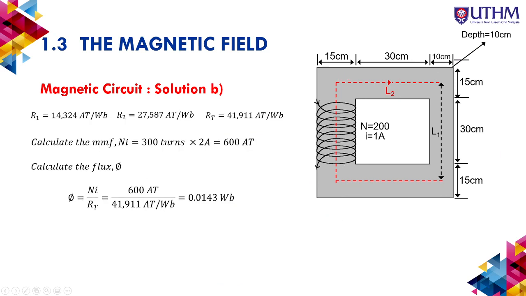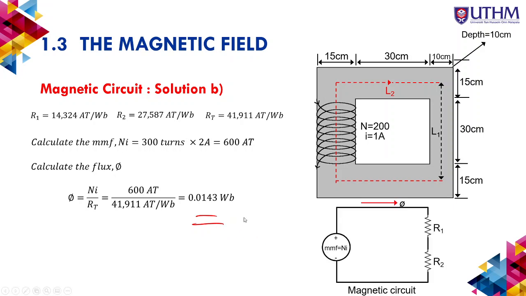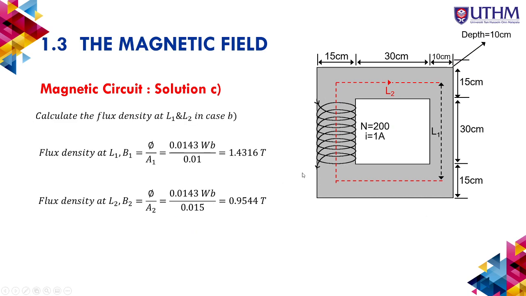So question B, the value of R is calculated already. You just change the value of Ni, the MMF. Okay, so you can see here, this is the value or the answers. Okay, then they ask you to measure the flux density at L1.